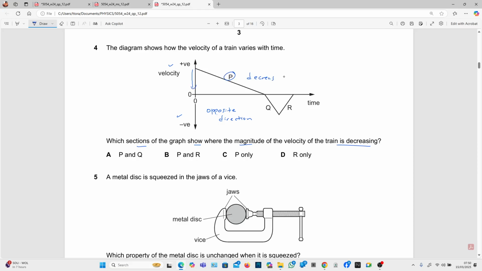And because we're moving in the opposite direction, this one now, instead of decreasing, is an increase, and this one is a decrease. This section here is showing a decrease in the velocity. So we're looking at P and R. So the answer is then B.